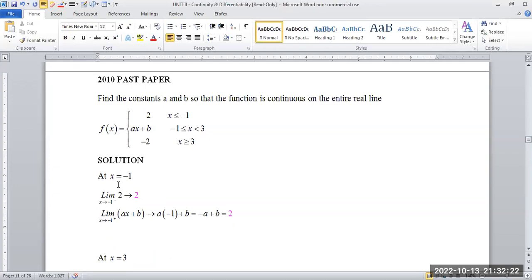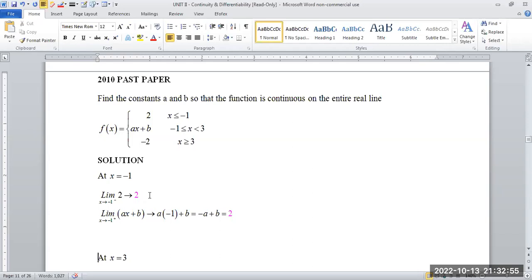All right, just go. So the question says, to the left of -1, you have 2. To the right of -1, you have ax plus b. To the left of 3, you have ax plus b, and to the right of 3, you have -2. Now, to the left of -1, the limit is going to be 2. See here? The limit of a constant is the constant itself.